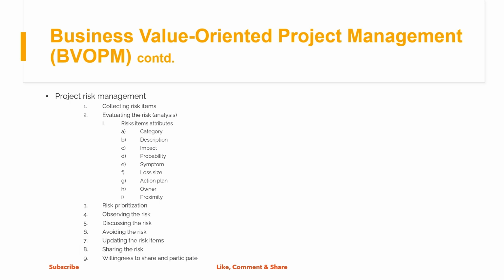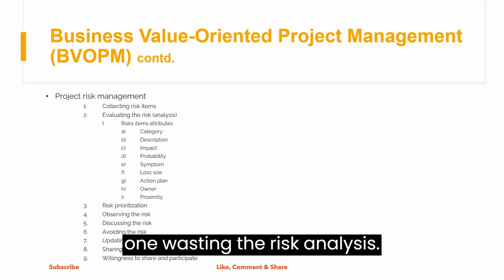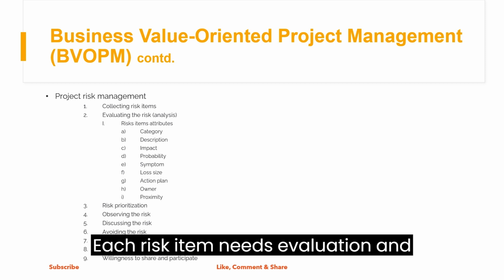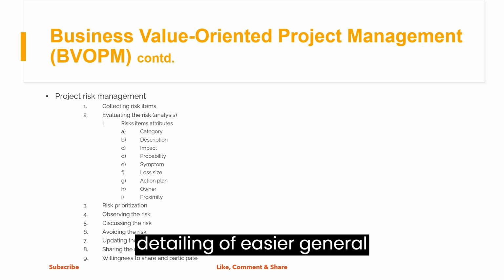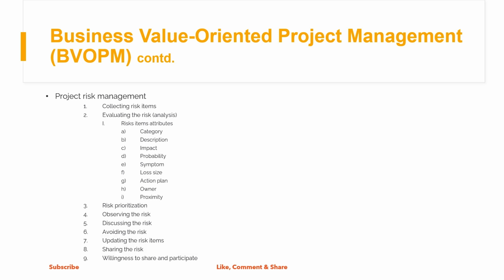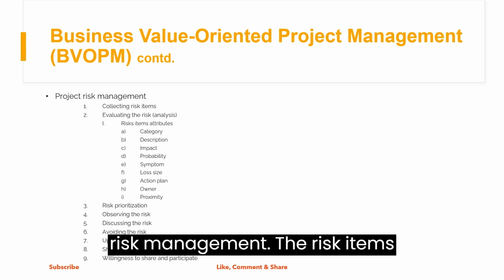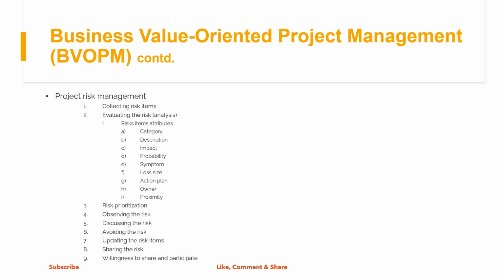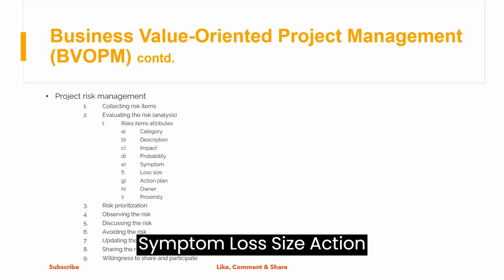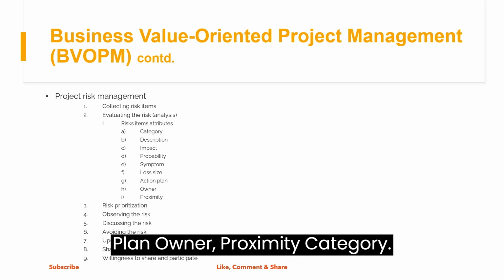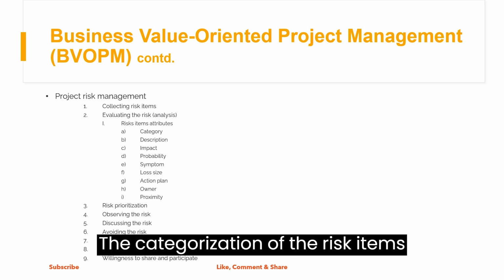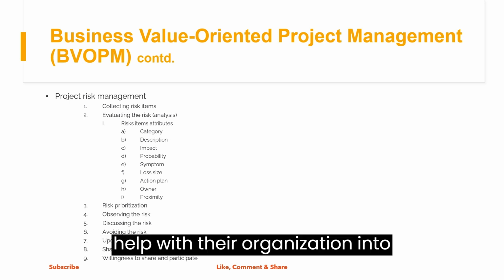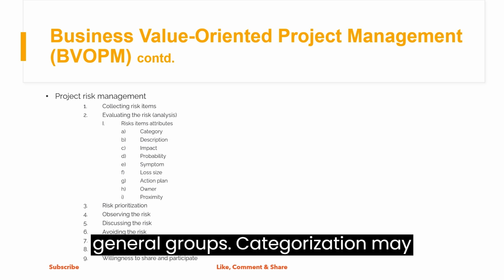Now, let's understand evaluating the risk analysis. Each risk item needs evaluation and detailing for easier general risk management. The risk item's attributes. The risk items may have multiple attributes like category, description, impact, probability, symptom, loss size, action plan, owner, proximity. Category. The categorization of the risk items helps with their organization into general groups.